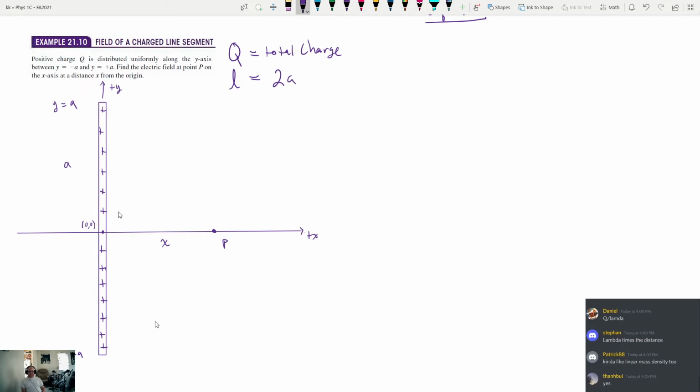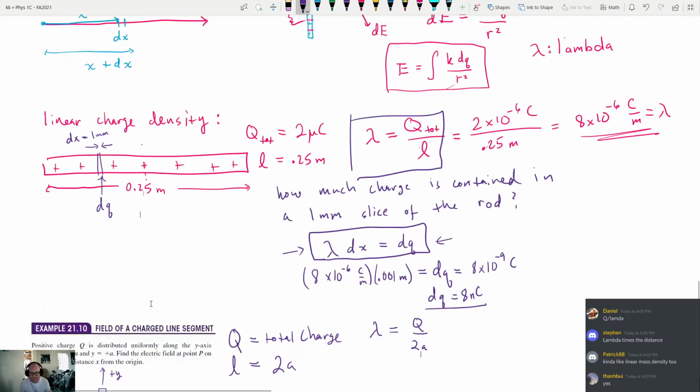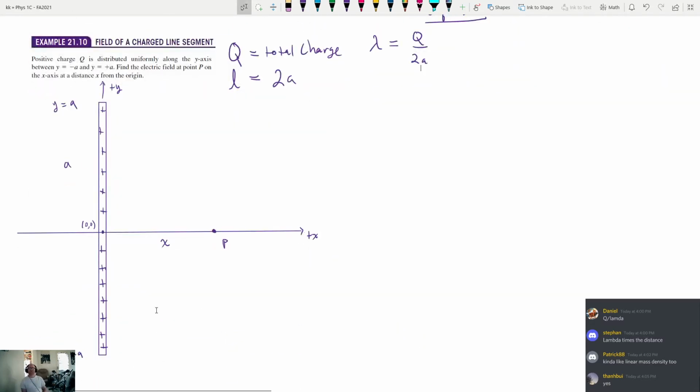So let's figure out some things that are going to be relevant for us before we start doing the calculation. What is lambda? What is the linear charge density going to be? I will scroll back up a little bit so you can see the definition. What is lambda going to be in this case? Q over 2A. That's exactly right. You take Q, you divide by the length, that's Q divided by 2A. Perfect.